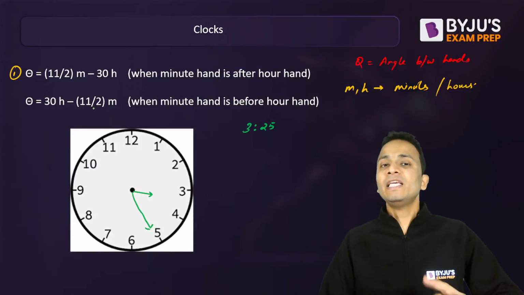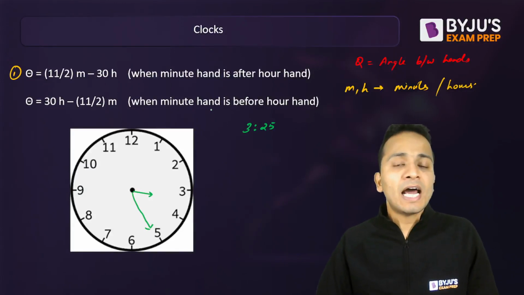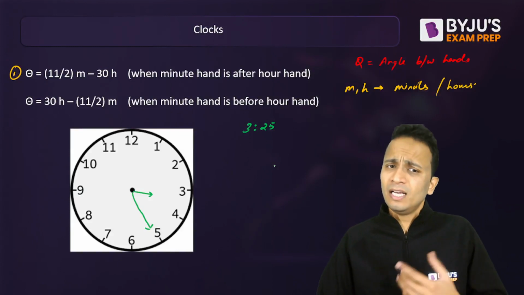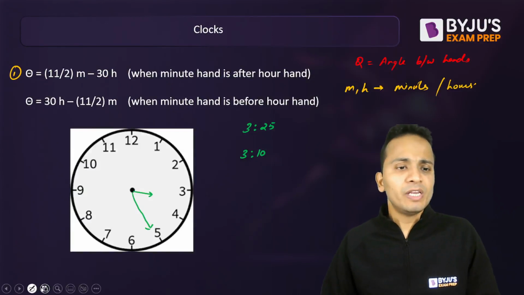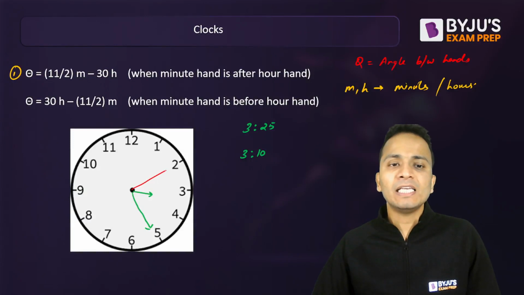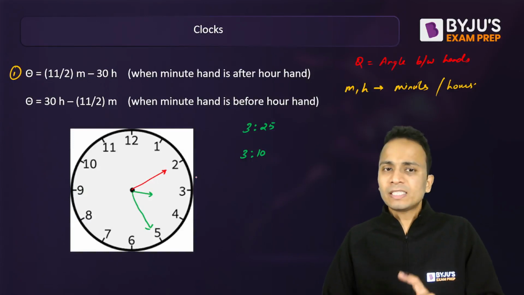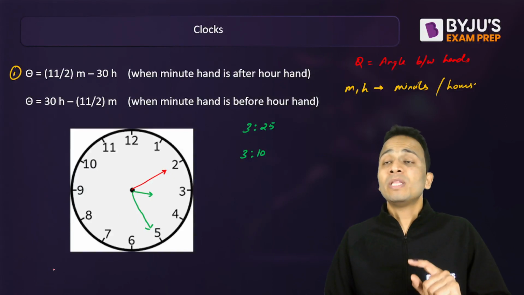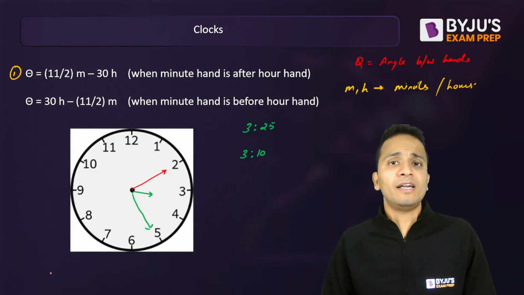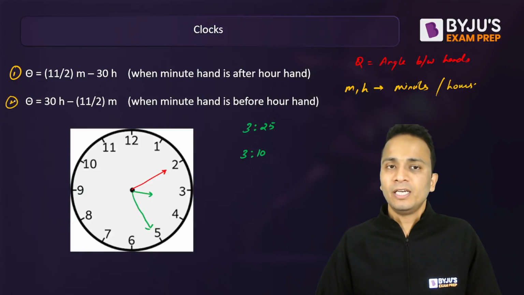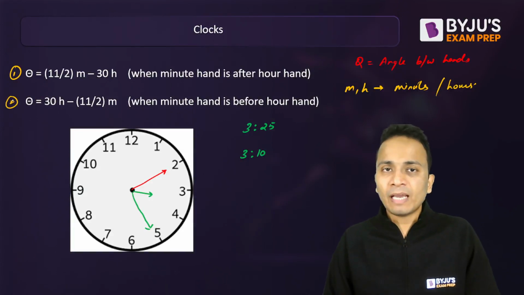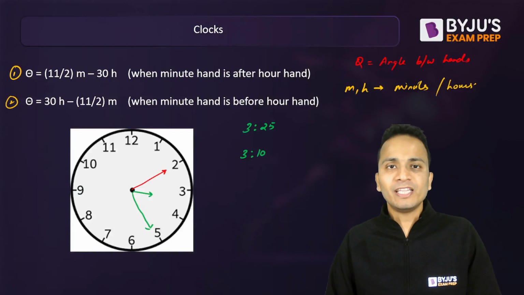In another situation, when minute hand is before hour hand, let's say the time is 3:10. Again, the hour hand will be somewhere between 3 and 4 o'clock, and the minute hand will be exactly at 2. So in this second case, when the time is 3:10 and the minute hand is before the hour hand, we are going to use the second formula that is listed here. Now let's have a look at two different types of questions using these formulas.